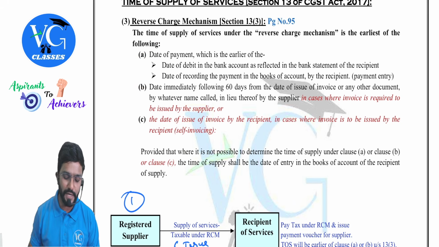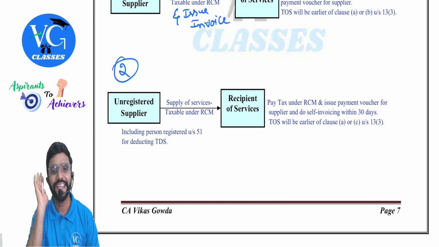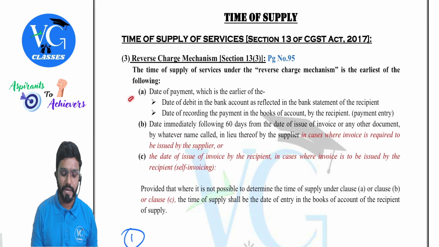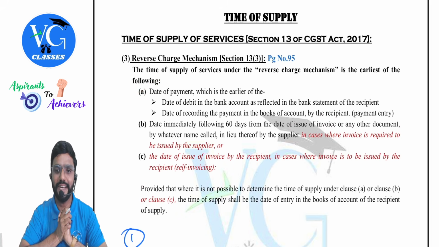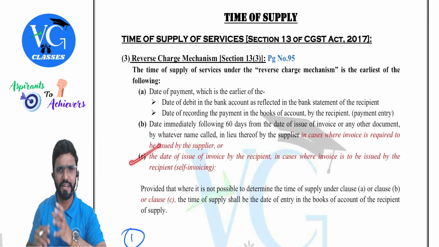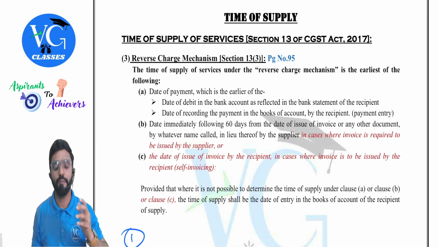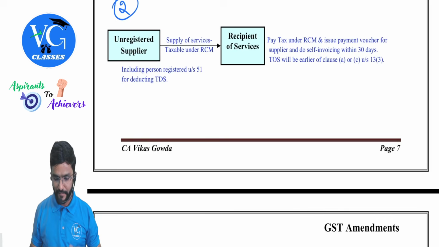Whereas if supplier is not registered, then who should issue invoice? Recipient himself. In that case, what is the time of supply? Clause A or clause C, whichever is earlier. Hope you got it. So please be careful. Here we will not take 31st day, 61st day and all. Whatever is the actual date of issue of invoice, by the recipient, to the recipient. By recipient to recipient. Got it?